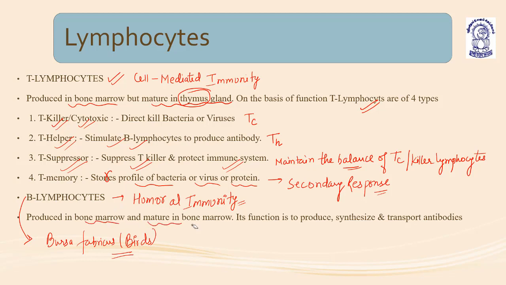And the bone marrow in case of birds is known as what? Bursa fabricius. As birds have pneumatic bones without marrow, its function is to produce, synthesize and transport antibodies. Okay. So B lymphocytes are produced and mature in bone marrow, and their main function is to produce and synthesize antibodies. Understood?